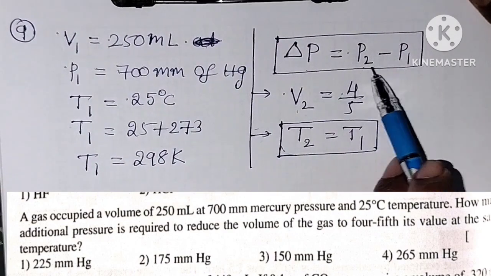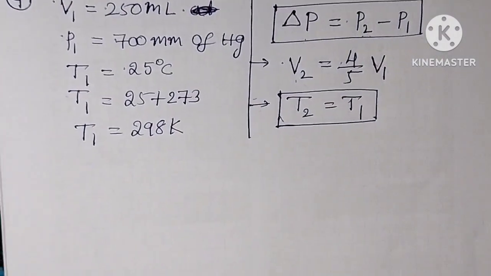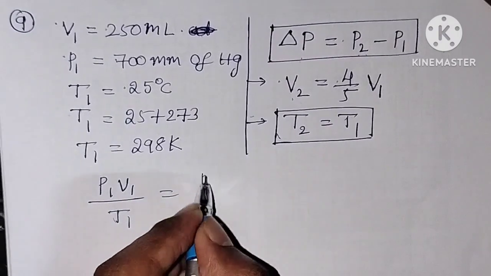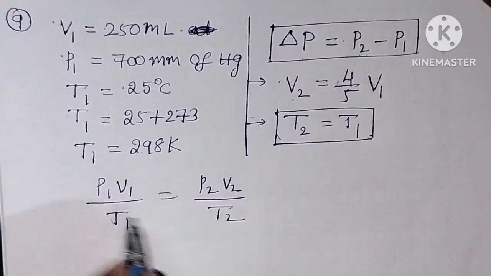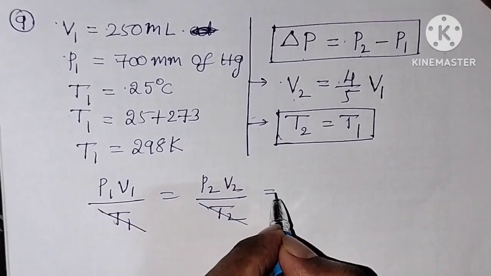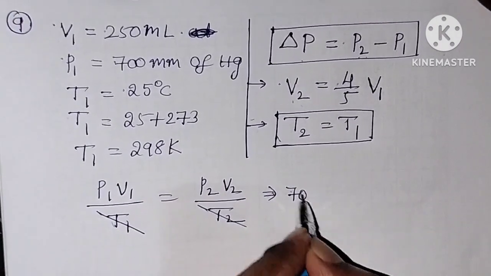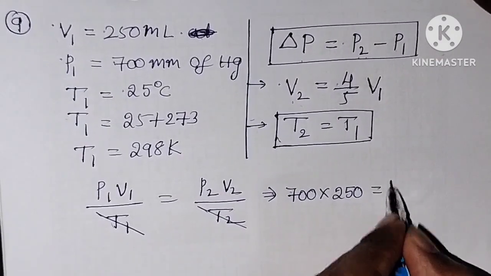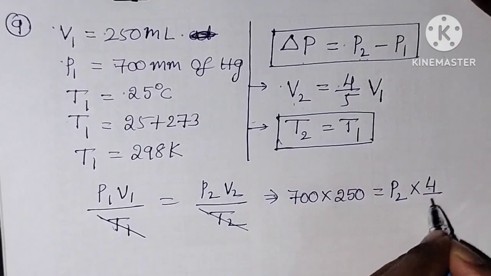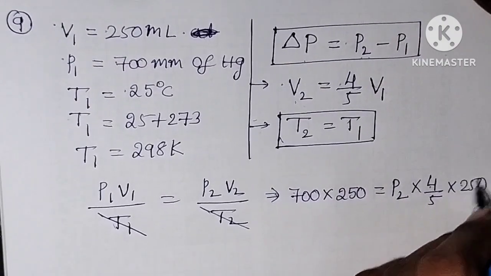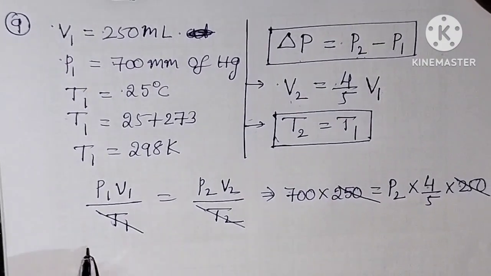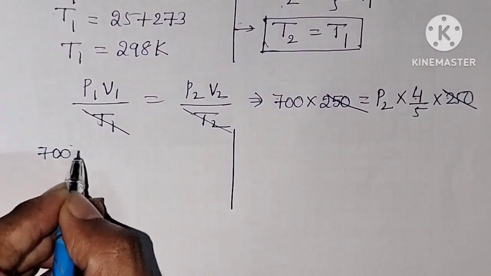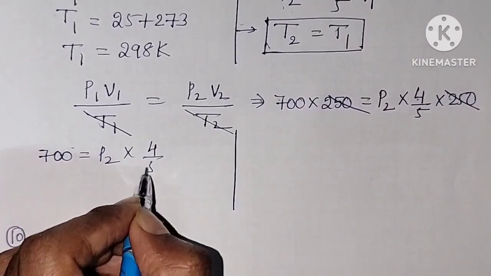First of all, to find P2 minus P1, we need P2. Now apply the ideal gas equation: P1 V1 by T1 is equal to P2 V2 by T2. Here temperature is constant, so T1 and T2 get cancelled, and P1 is 700 into V1, 250 ml, is equal to P2, which we don't know, and V2 is 4 by 5 into V1, which is again 250. So 250 gets cancelled. Now 700 is equal to P2 into 4 by 5.